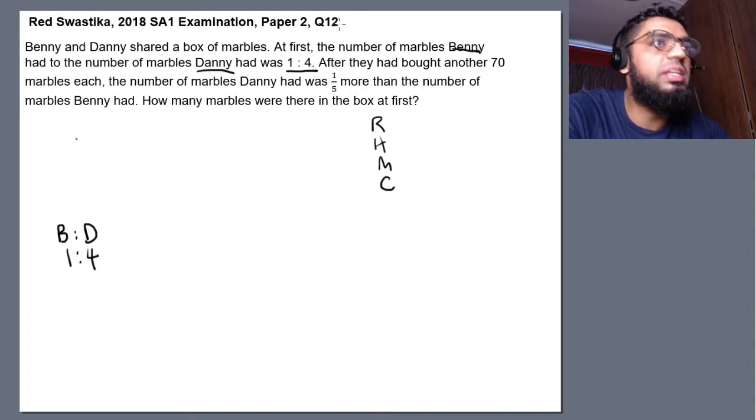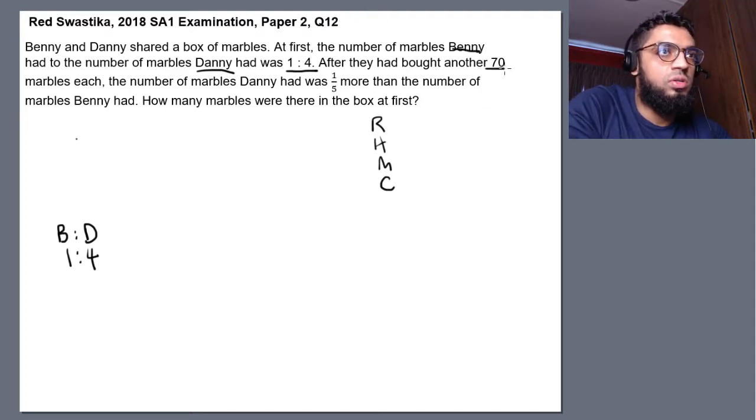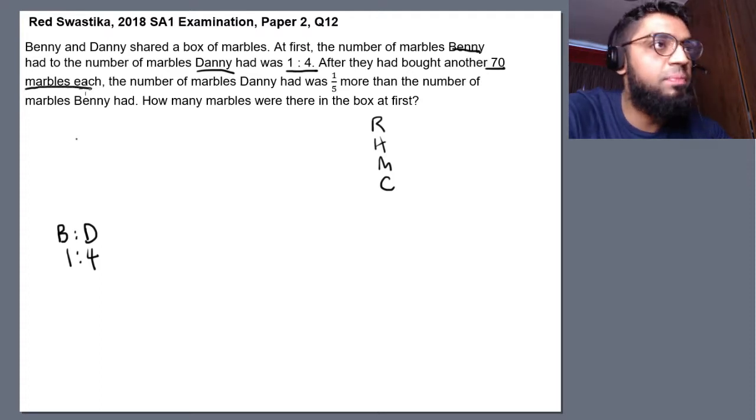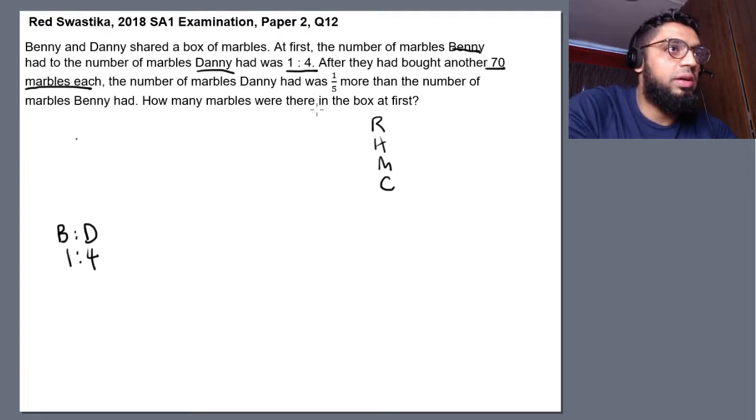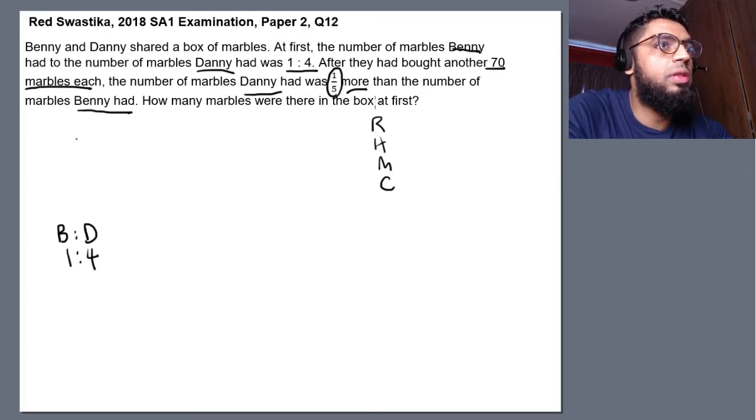After they had bought another 70 marbles each, so basically their marbles increased. The number of marbles Danny had was 1/5 more than the number of marbles Benny had. So Danny will have 1/5 more than the number of marbles Benny had. How many marbles were there in the box at first?